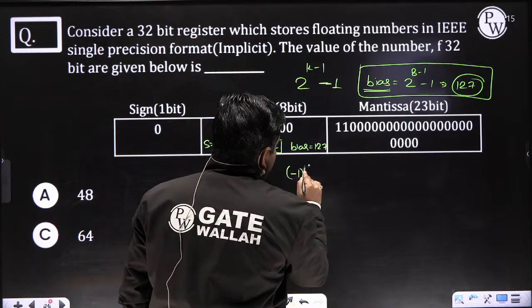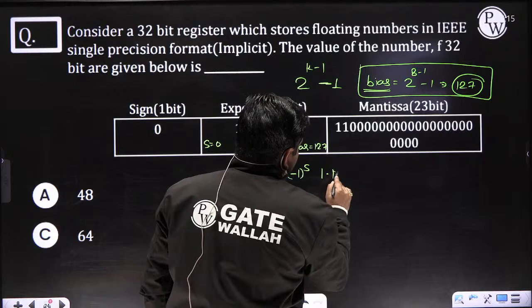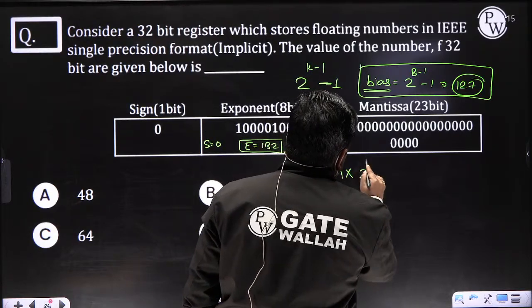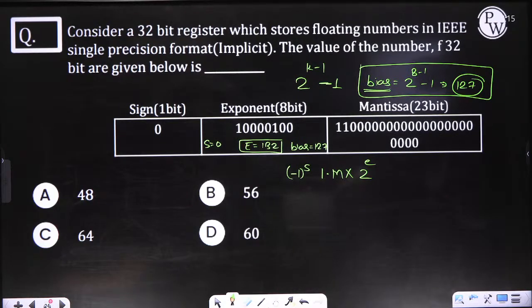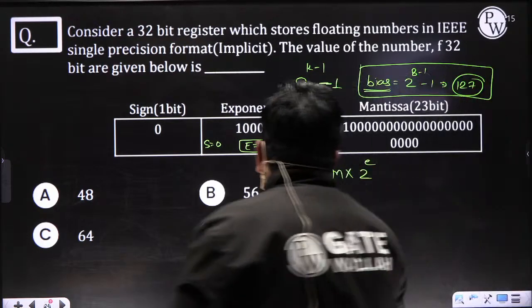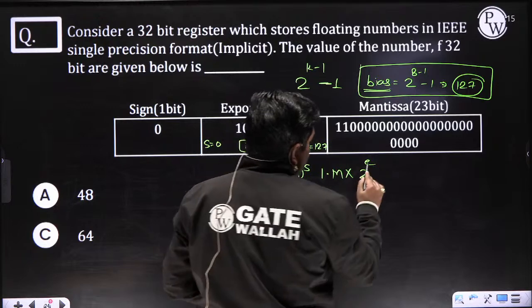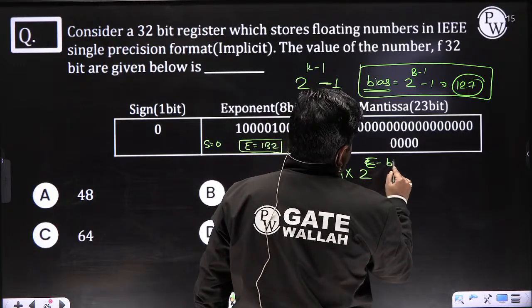Minus 1 raised to power S, 1 dot m multiplied by 2 की power small e. Yes या no? 2 raised to power small e. Yes, very good bacha. 2 raised to power small e. Yeah, can I write this one capital E minus bias directly?